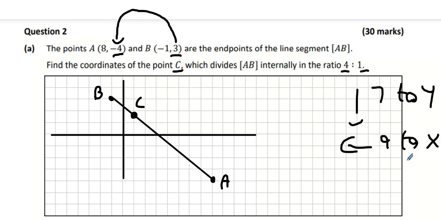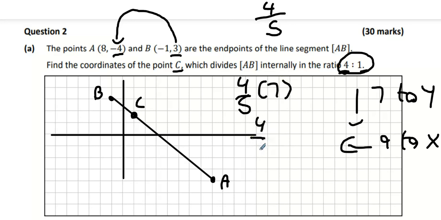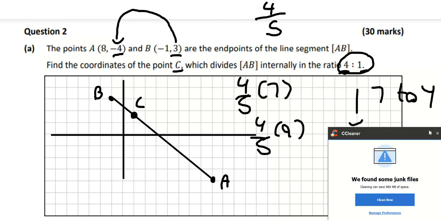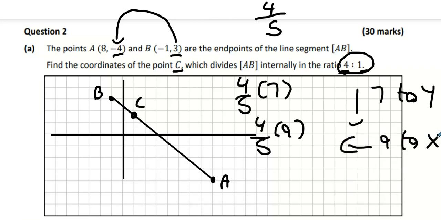Now I'm going to divide up this ratio. I'm going to add the two ratios together to get 5. It will be 4/5 of the total distance across. So I'm going to get 4/5 of 7 and 4/5 of 9. 4/5 of 7 is 0.8 multiplied by 7, which is 5.6. And 4/5 of 9 is going to be 7.2.